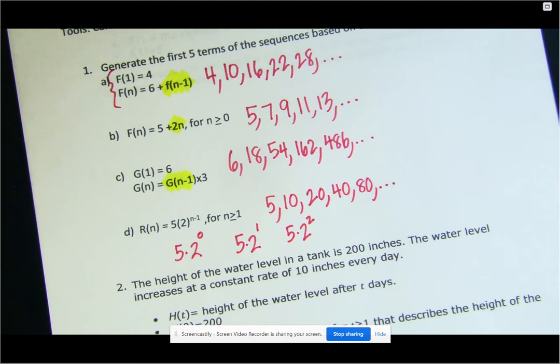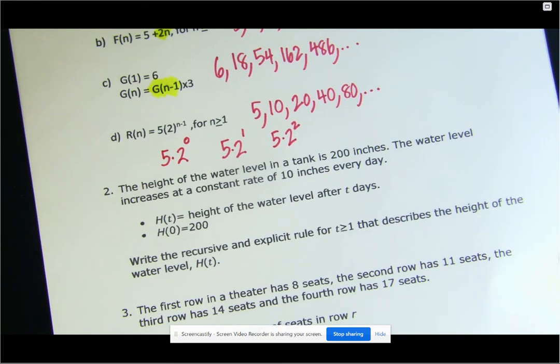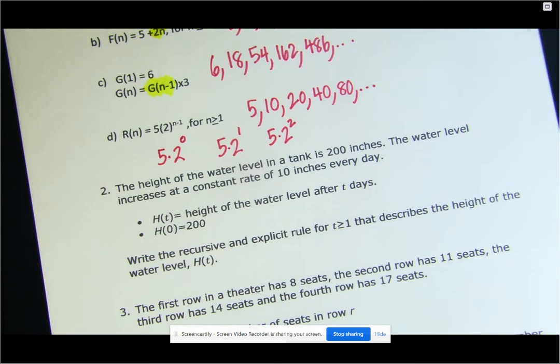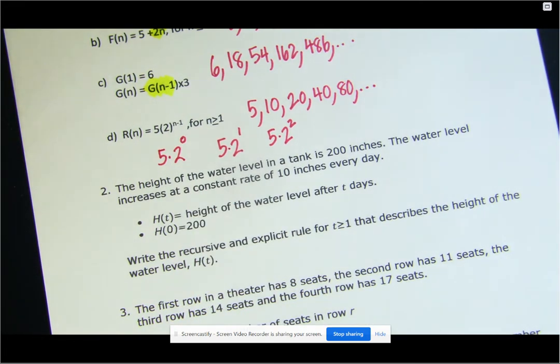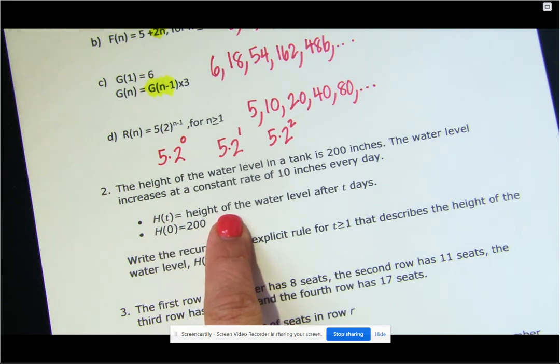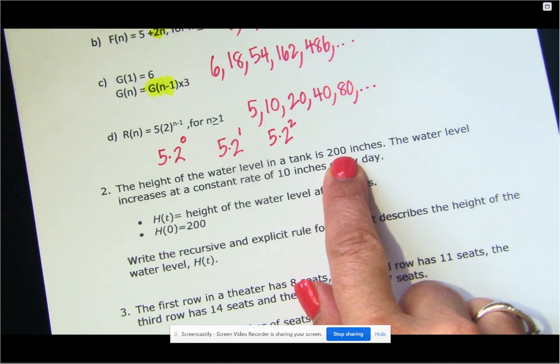The next 3 are story problems, but they're sequences, and we're going to be writing the recursive and the explicit rule. It says the height of the water level in a tank is 200 inches. The water level increases at a constant rate of 10 inches every day. H of t is the height of the water level after t days. H of 0 equals 200. So they're calling this the 0 term.